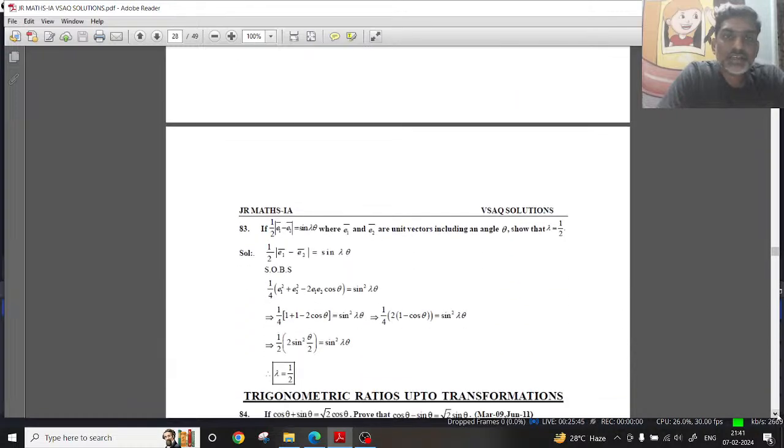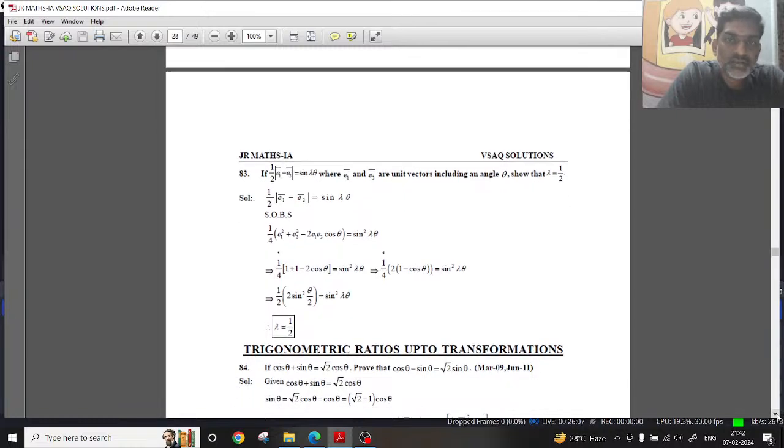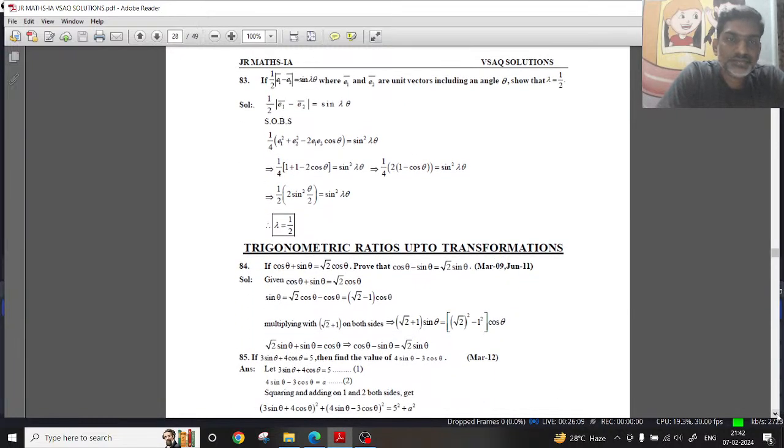Question number 83: 1 by 2 (E1 bar minus E2 bar) magnitude is equal to sin lambda theta, where E1 bar and E2 bar are unit vectors including an angle theta. Show that lambda is equal to 1 over 2. So take the given condition, do squaring on both the sides and simplify, we can get lambda value. Right, that's about vectors.